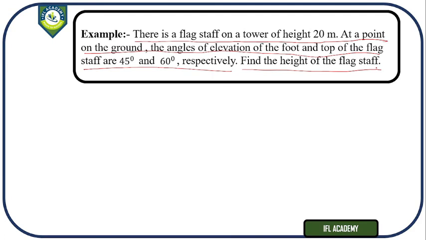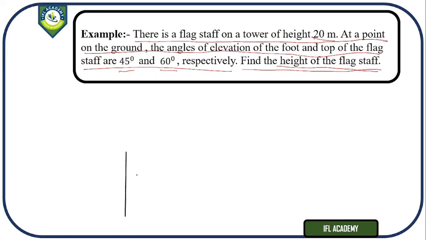So what the question is saying, one flag staff is on the top of a tower of height 20 meter. Okay. So from the point on the ground, the angle of elevation of the foot of the flag staff is 45 degree and angle of elevation of the top of the flag staff is 60 degree. So we have to find the height of the flag staff. So first of all, let us draw the figure.